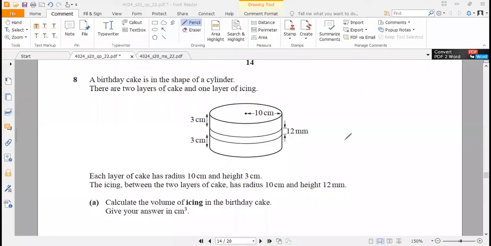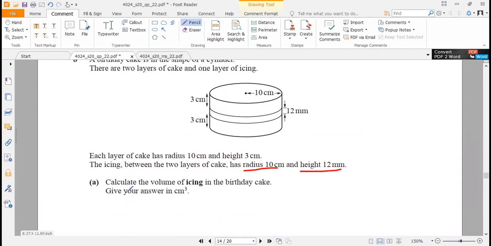Now in question number 8, a birthday cake is in the shape of a cylinder. There are two layers of the cake. Okay, these are the two layers. Each layer of cake has radius 10 centimeter, as you see in the diagram as well, and height is 3 centimeter. The icing between two layers of cake has radius 10 centimeter and height is 1.2. So this is the icing between the two layers of the cake.